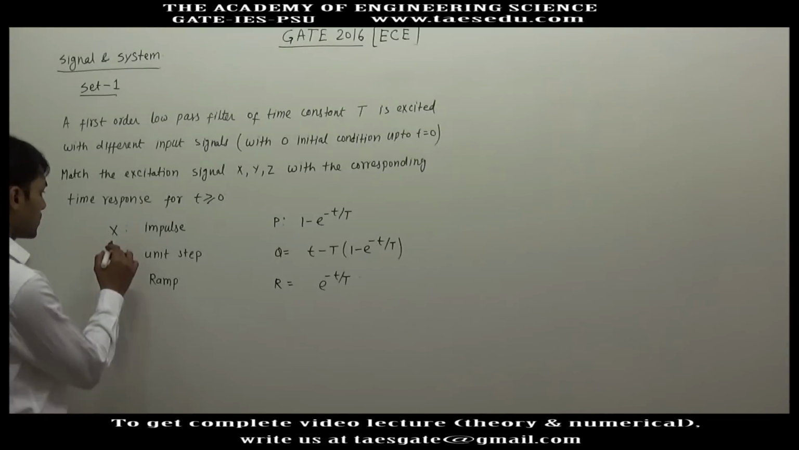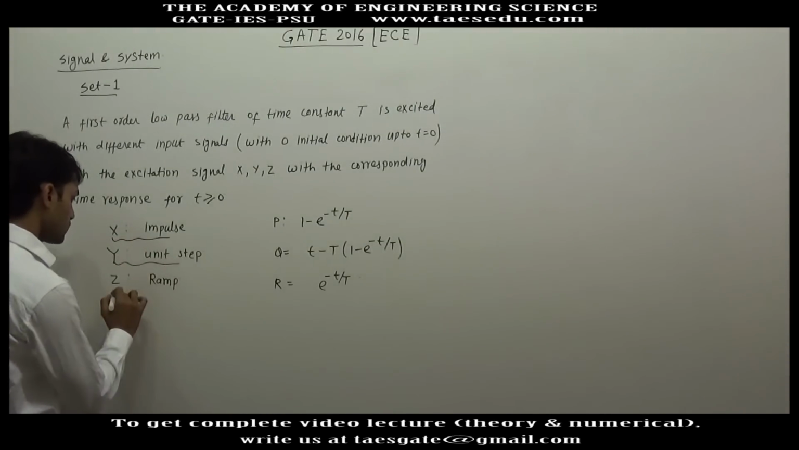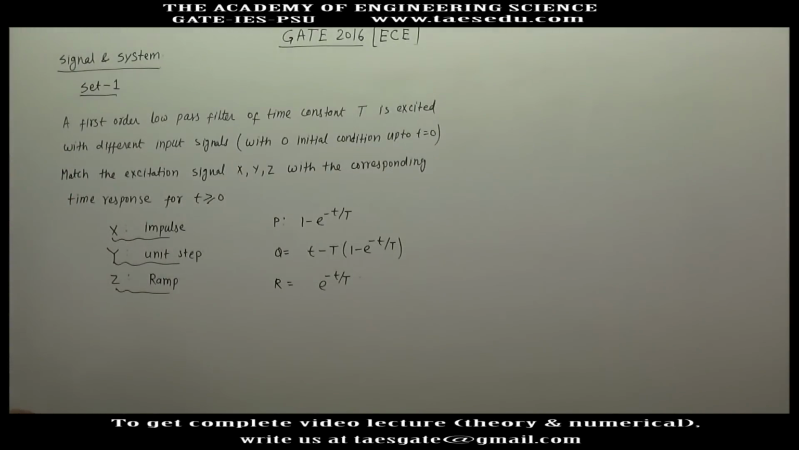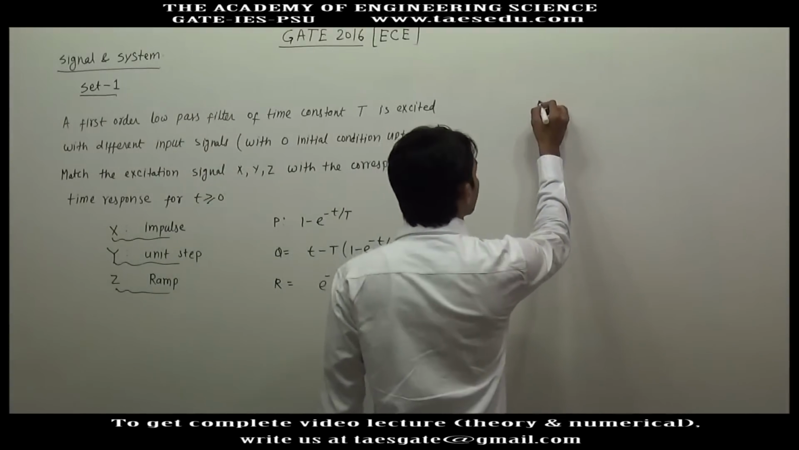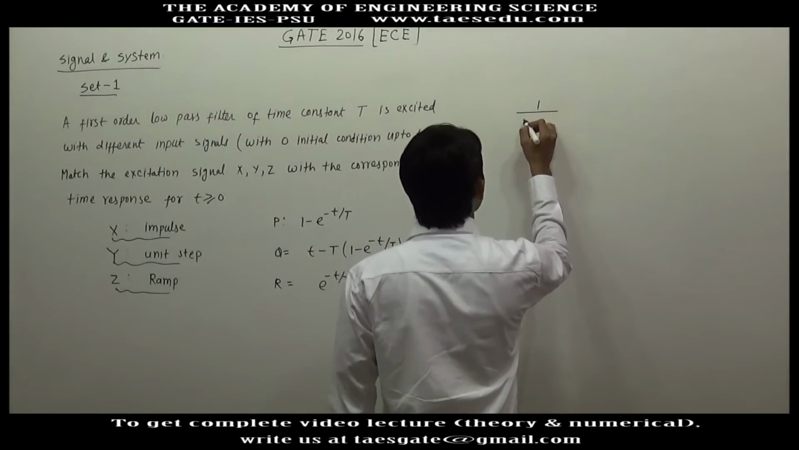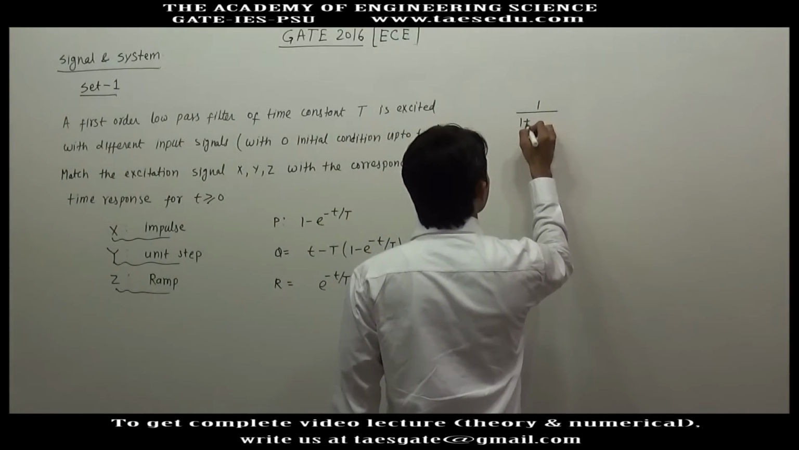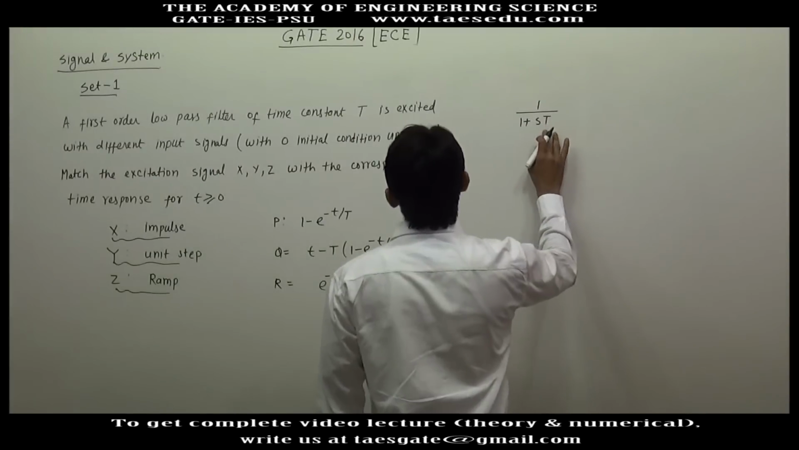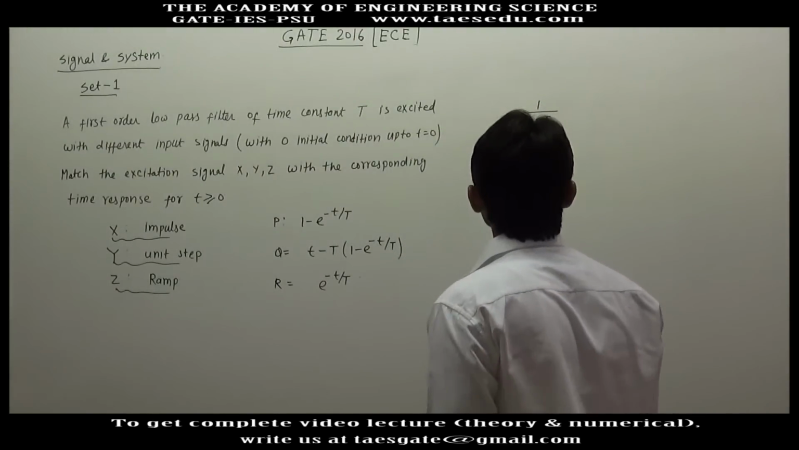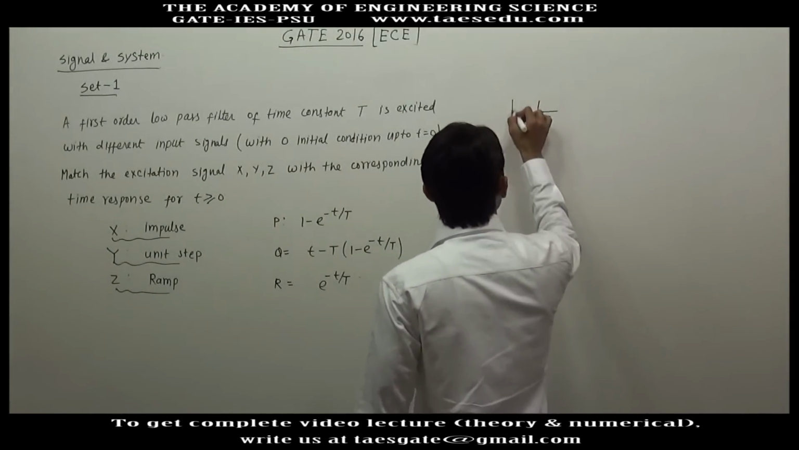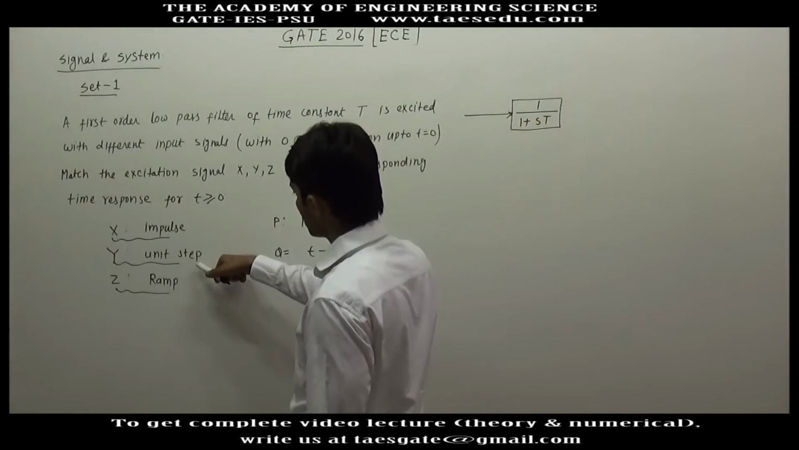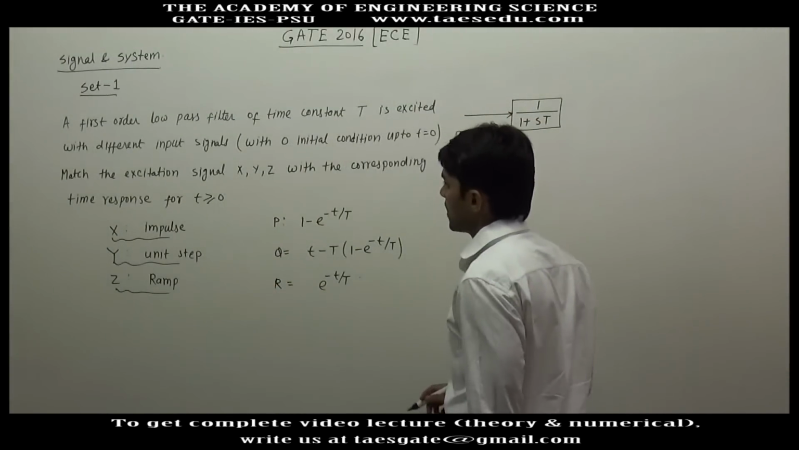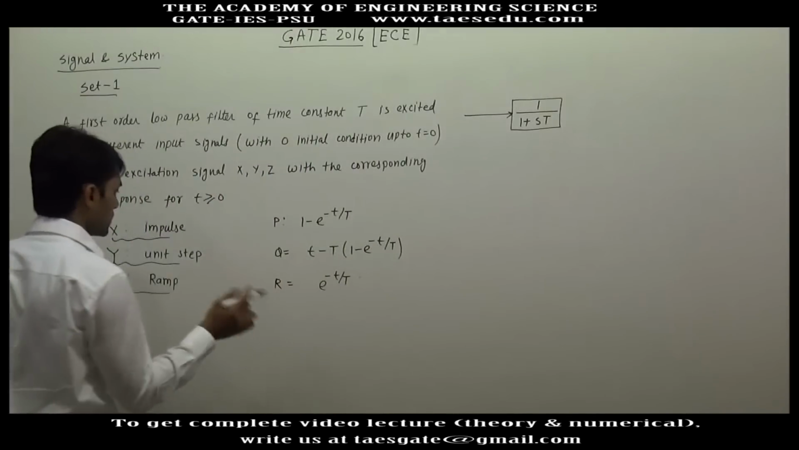In this question, these are the inputs to a first order low pass filter with time constant T. The general transfer function of a first order low pass filter will be, since this is first order, we will have 1 plus sT, where capital T is the time constant. We have three inputs: impulse, unit step, and ramp, and we have to match the outputs.